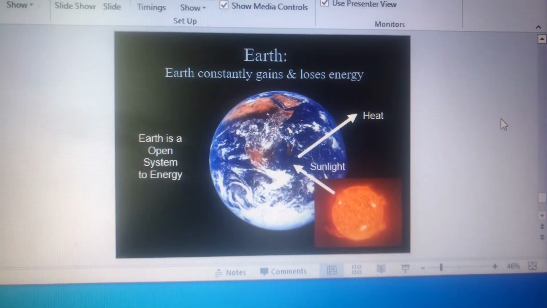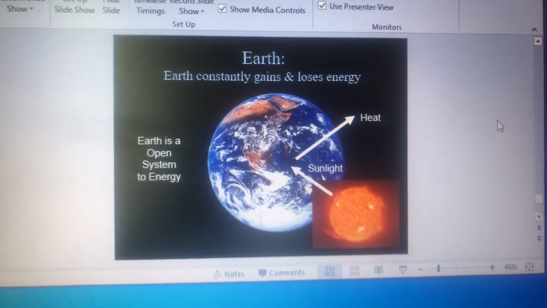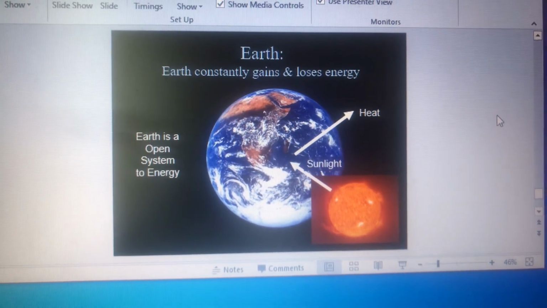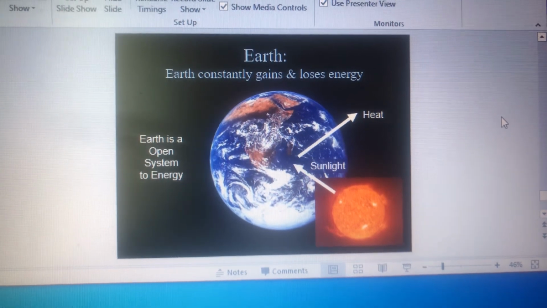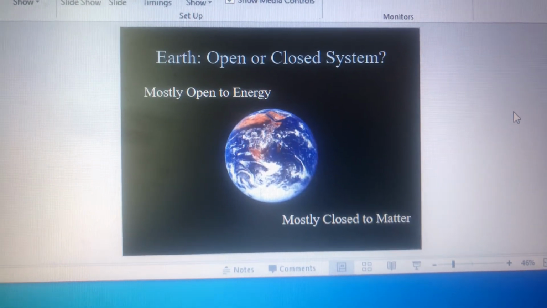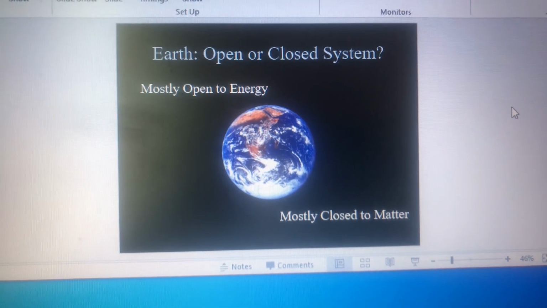And then Earth. Earth is an open system to energy, but pretty much a closed system to materials on Earth. Mostly open to energy, mostly closed to matter.